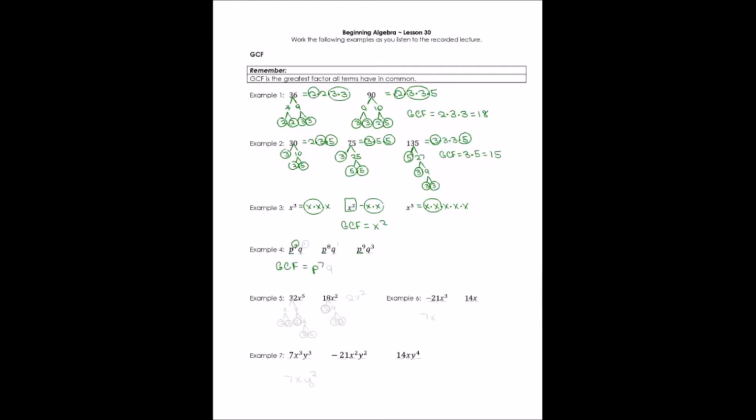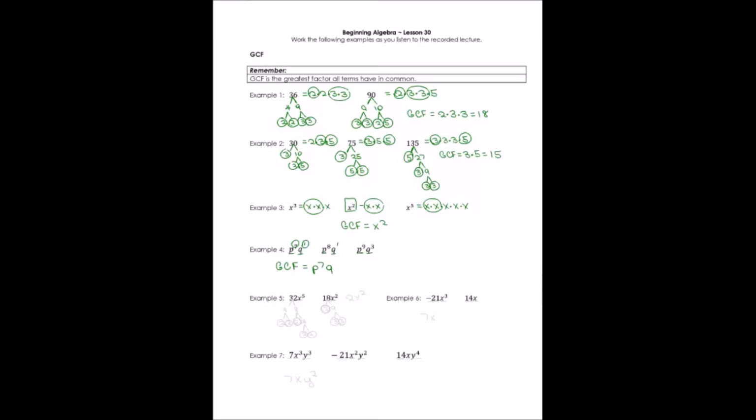What about the q? I have q to the power of 1, q to the power of 1, and q to the power of 3. Well, the smallest one I have is q to the power of 1, which I really don't have to write that exponent. So my greatest common factor is p to the 7th times q.